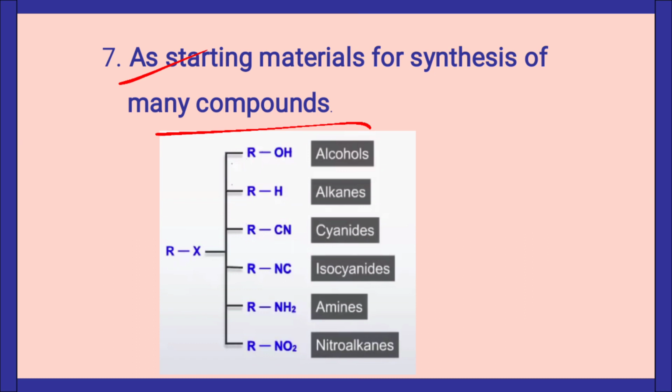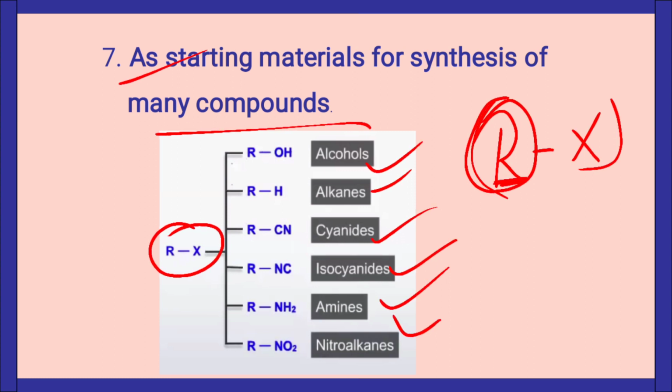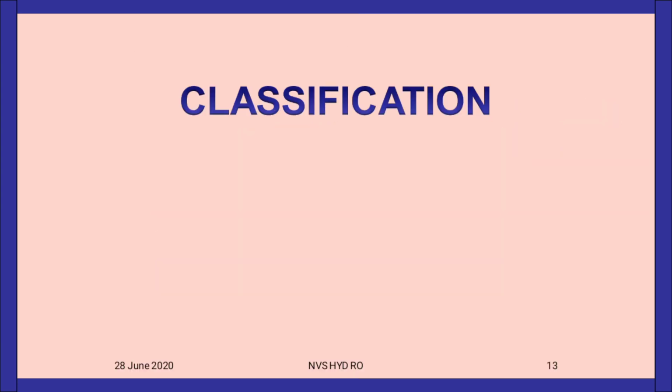So here it is showing alcohols, arenes, cyanides, isocyanides, amines. So all these compounds are RX. You understand? This is your CH group and this is your halogen. This is the basic bond, and you can clearly see that all these bonds have been formed from the RX bond. So the RX bond is very important.